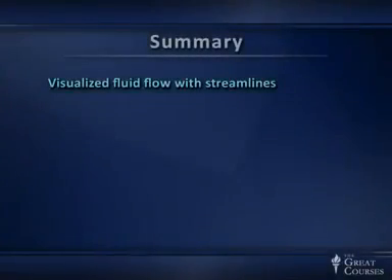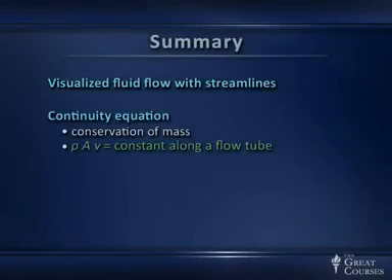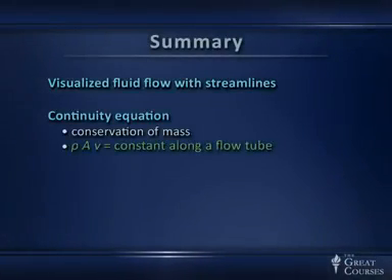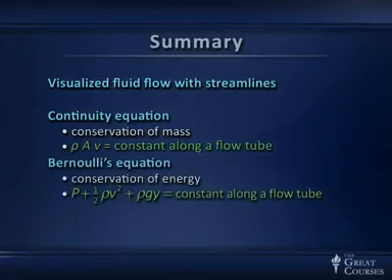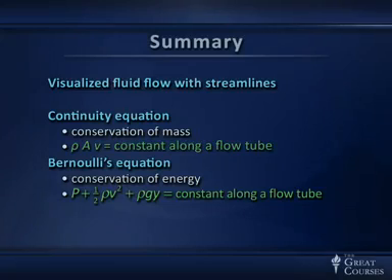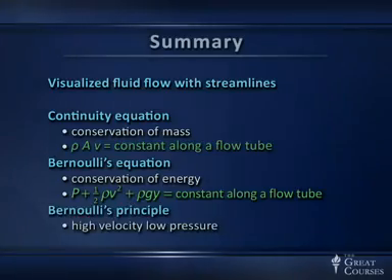Okay, let's wrap up. We've visualized fluid flow with streamlines. We have found the continuity equation to describe the conservation of mass in a fluid flow, and rho V A became the constant quantity. We looked at Bernoulli's equation expressing the conservation of energy. We had this more complicated sum of 3 terms, pressure, kinetic energy density, and potential energy density being constant in a flow tube. And that led us to Bernoulli's principle, high velocity, low pressure, and vice versa.